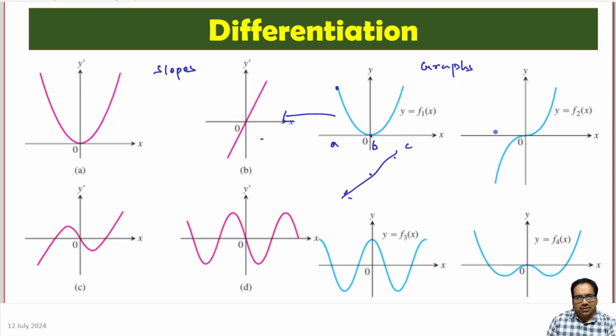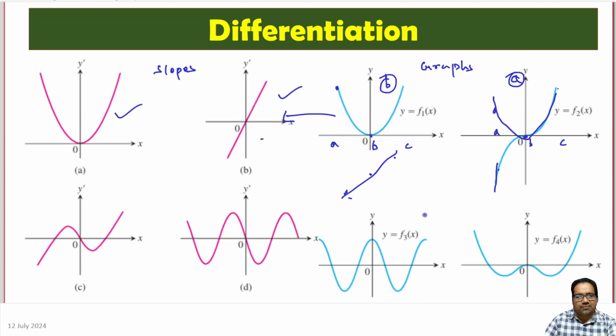Okay, now again let's take these points A, B, C. At A, the slope is positive. See here, this is the slope. The value of the function is negative, but the slope is positive. At B, it is 0. And at C, again, it is positive. So it looks something like this. Okay, that is this graph. This graph is actually A. This graph is actually B. So these two are done.